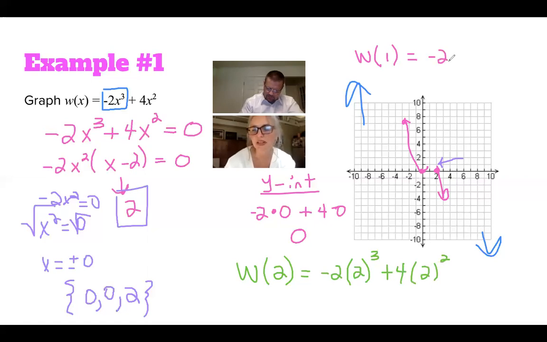And this one's actually a lot easier because we just have negative 2 times 1 plus 4 times 1, or negative 2 plus 4, which is 2. So I would go to the point 1, 2. It's got to go through that point and come back down.